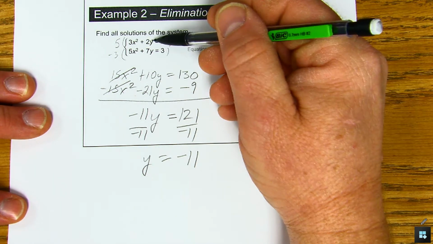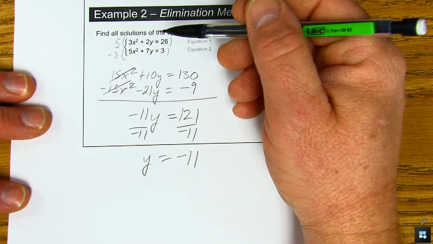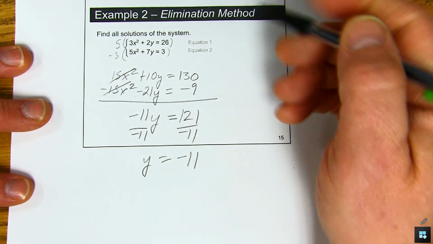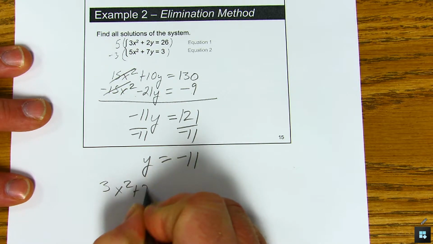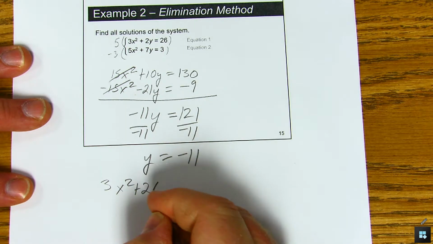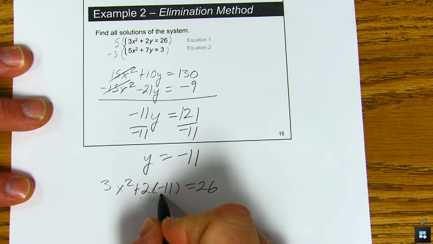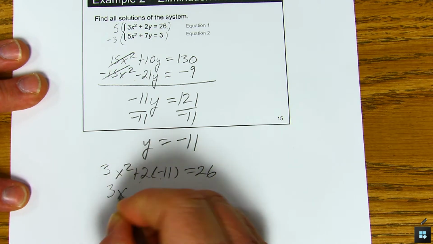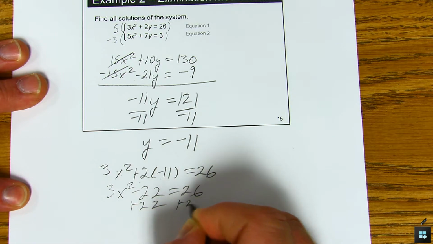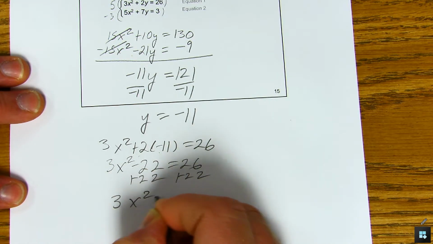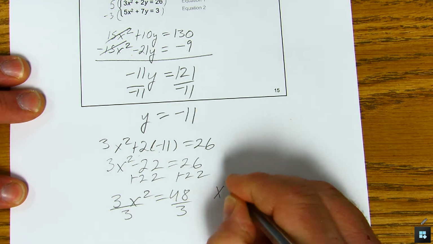I can choose to plug it either into the top or the bottom equation. Top or bottom, doesn't matter which one. Just choose one. Say we plug it into the top. So that gives us 3x squared plus 2 times negative 11 equals 26. 2 times negative 11 is a negative 22. So that's 3x squared minus 22 equals 26. Add the 22. Gives us 3x squared equals 48. Divide by 3. That gives us x squared equals 16.